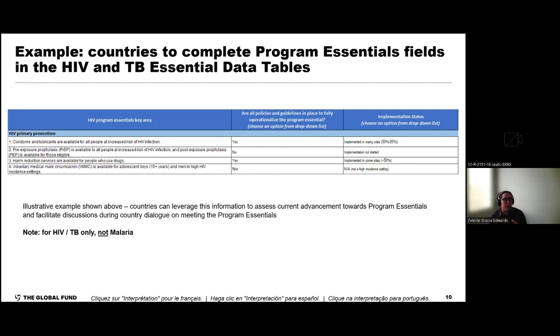For instance, pre-exposure prophylaxis is available to all people at increased risk of HIV infection, and post-exposure prophylaxis, PEP, is available for those eligible. First of all, is there a policy in place in the country? Yes or no? If there is a policy, then what is the level of implementation? Is this a pilot? Is this in only selected facilities, or has this been reaching all eligible facilities? Next slide, please.